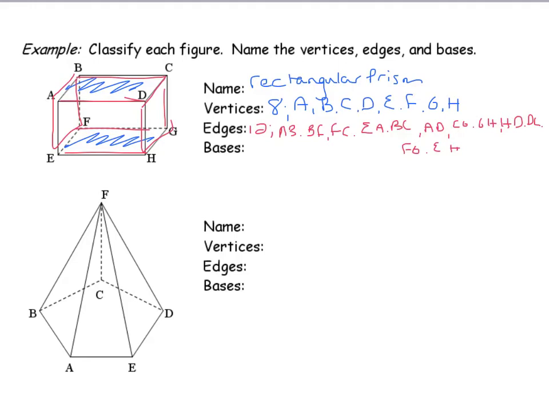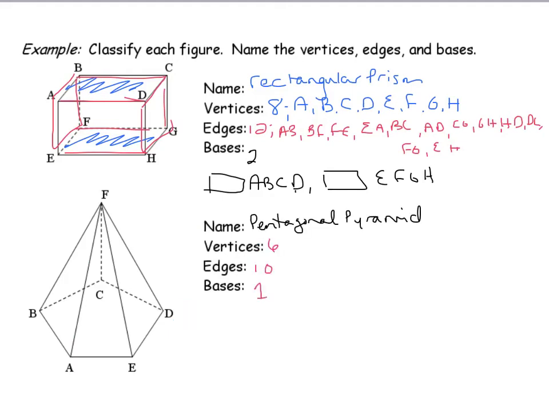And then we just said this has 2 bases. We have rectangle ABCD and rectangle EFGH. It seems like a lot, and most of the time I just ask you for the number of vertices, edges, and bases. But in this example here, I just wanted to make sure that you understood exactly what each piece is. I would like for you now to complete the second one, classify it. So I want it named, the vertices, the edges, and the bases, please.